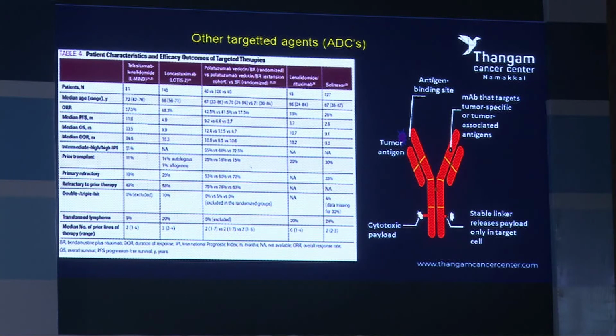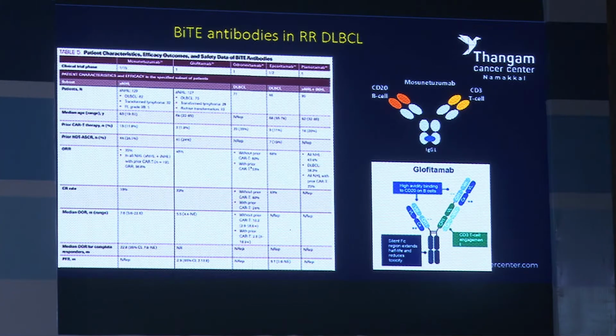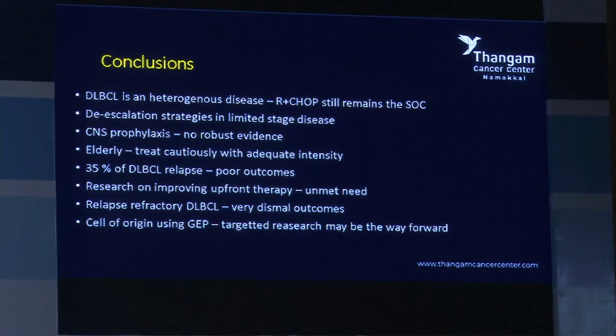We have data from the ZUMA-1, JULIET and TRANSCEND studies, the 3 different CAR T cells that were tried in DLBCL. Other targeted agents like tafasitamab, loncastuximab, polatuzumab with bendamustine plus rituximab, selinexor, etc., and BiTE antibodies, bispecific T cell engagers, in relapsed DLBCL. Mosunetuzumab had good responses, and glofitamab also had good responses.